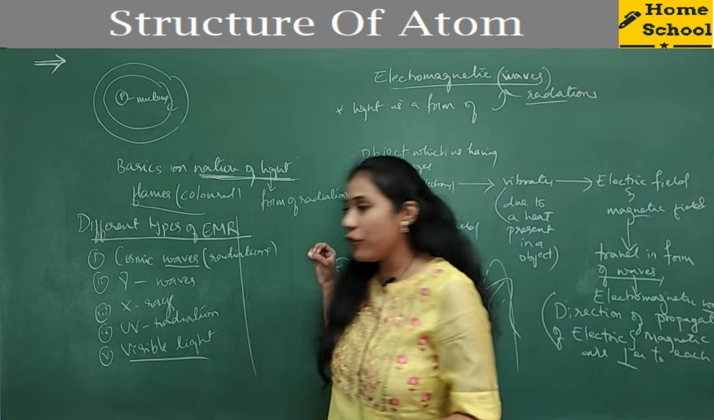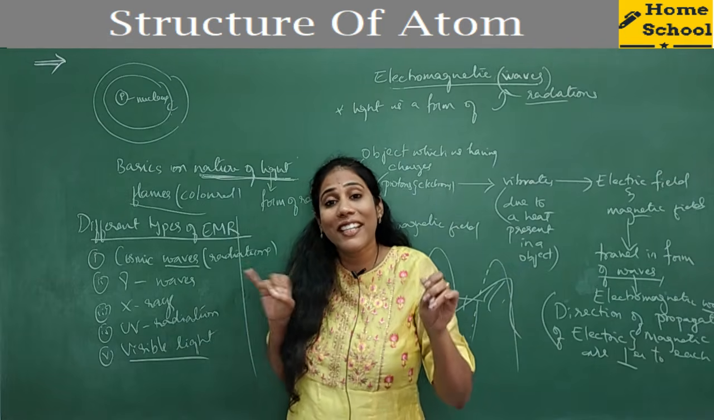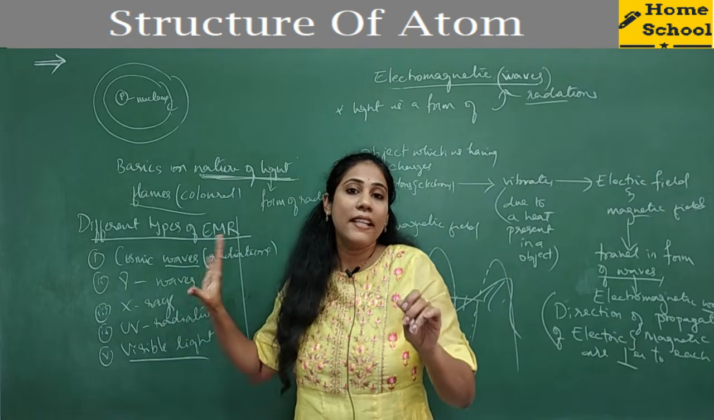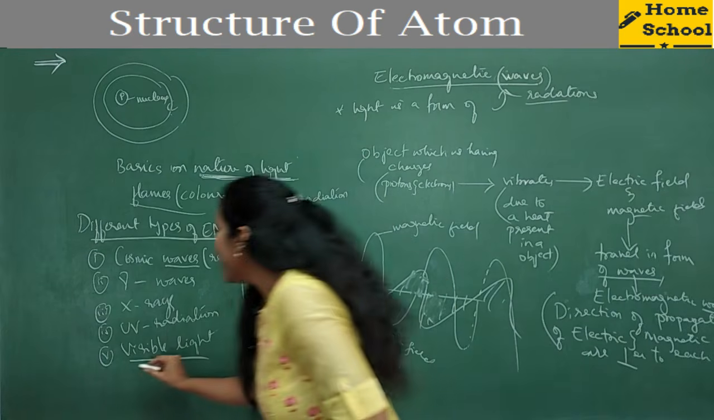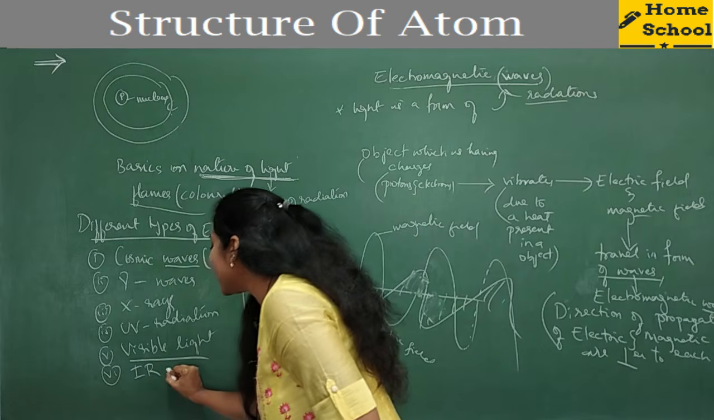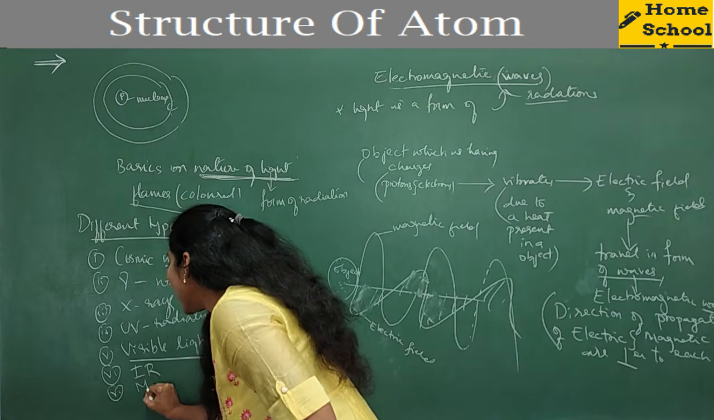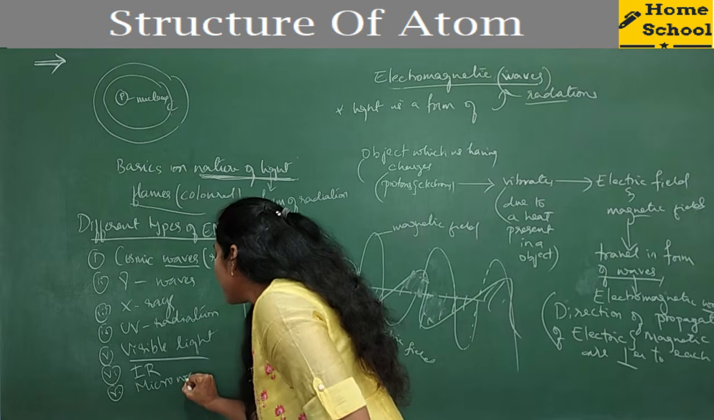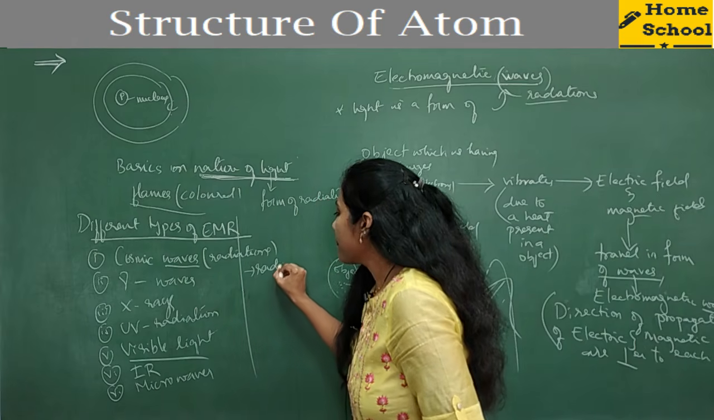We cannot see UV radiations with our eyes. We cannot see any radiation, but we can see the visible light radiation which is produced by the sun. And the sixth one is IR, infrared radiation. Later we have microwaves, and the last variety is radio waves.